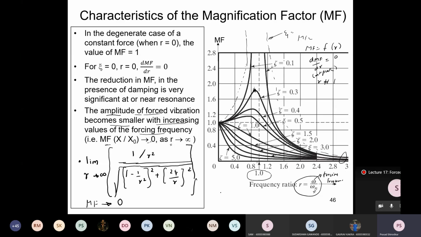So when the magnification factor tends to 0, that means x by x0 tends to 0. Again x0 is constant. So what does it mean? X tends to 0. And what is x? X is nothing but the amplitude of the forced vibration. That is what it means. Any other questions?